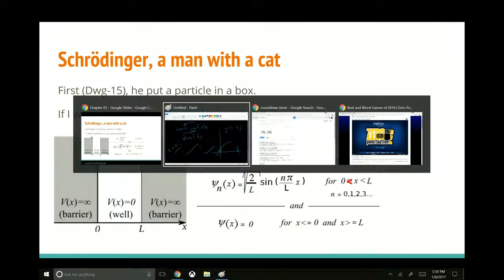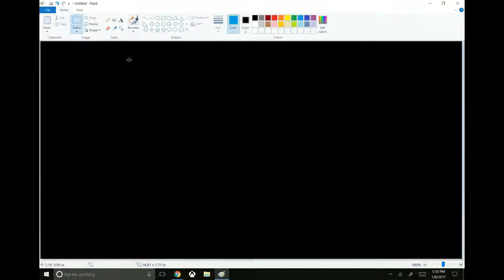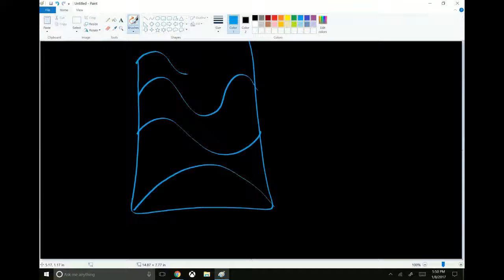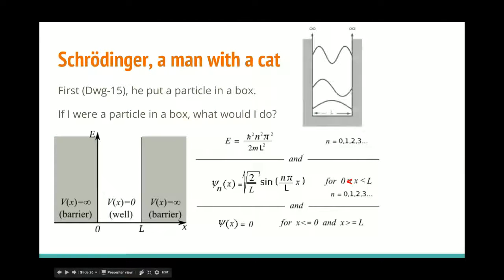Okay? So this is what they look like. Here is your infinitely deep well. Here's n equals 0. Here's n equals 1, n equals 2, n equals 3, and so on. It's just, the sine wave gets more and more compressed as the particle gets higher and higher energy. All right, so that is, I didn't have to draw it. Those are the energy levels of our particle.